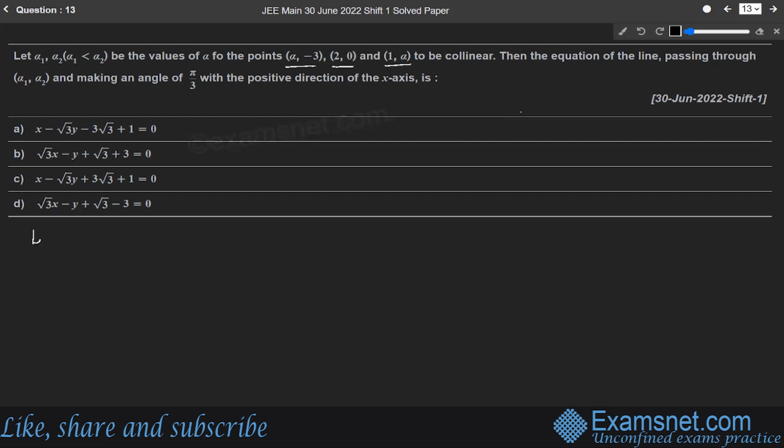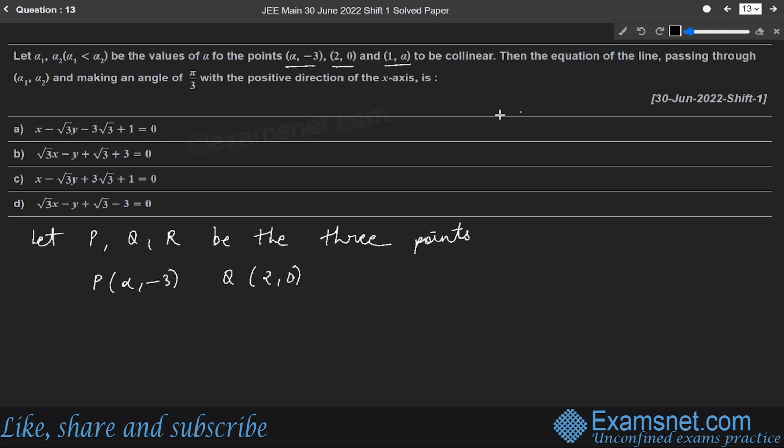So firstly, let us consider the points as P, Q and R. So let P, Q and R be the 3 points. So coordinates of P will be alpha comma minus 3. Coordinates of Q will be 2 comma 0. And coordinates of R will be 1 comma alpha. It is given that P, Q and R are 3 collinear points. So if all these 3 points are collinear, then slope of PR will be equal to slope of QR.